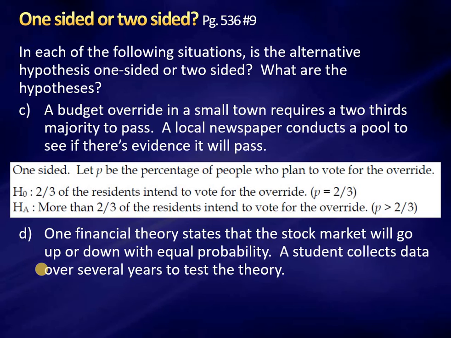What about D? It's two-sided. Why? Goes up or down. So it means my alternative would be not equal to. What would my P be in this case?